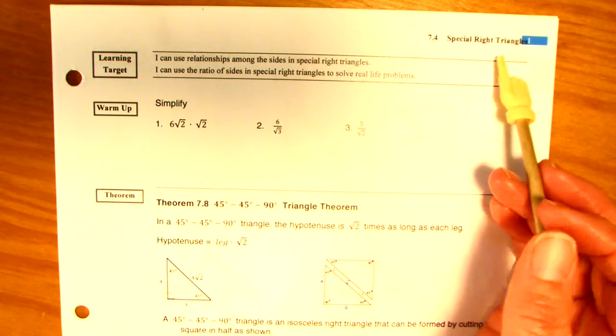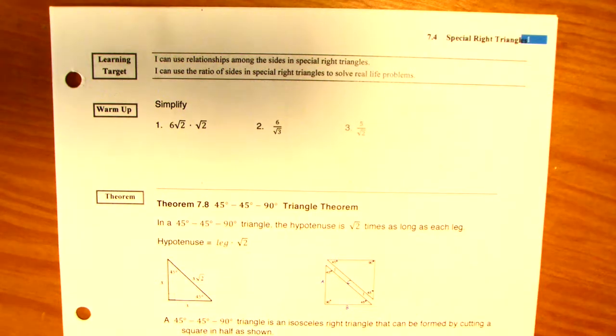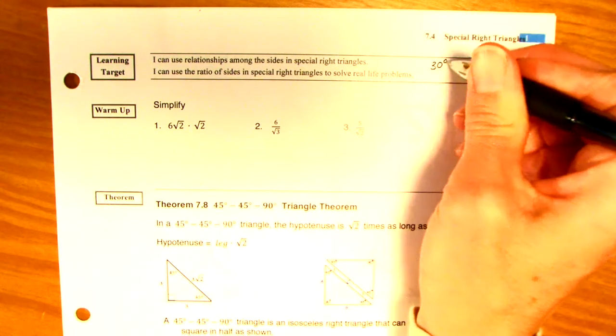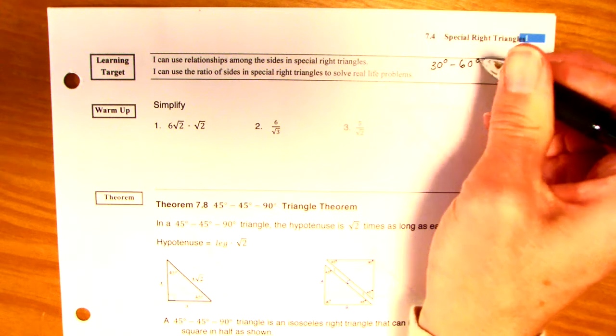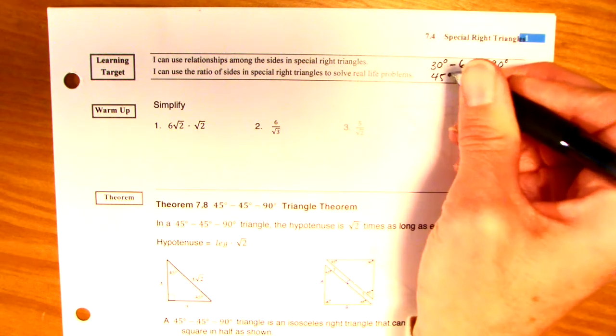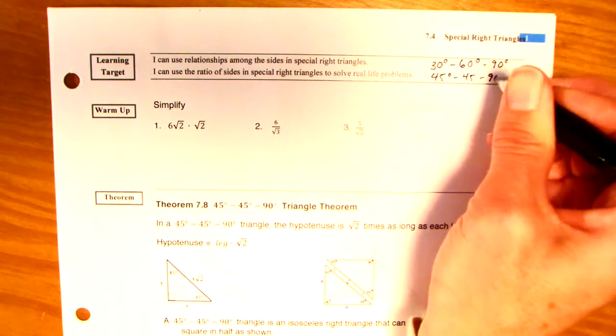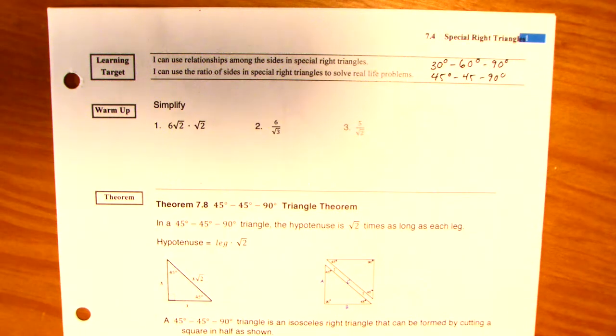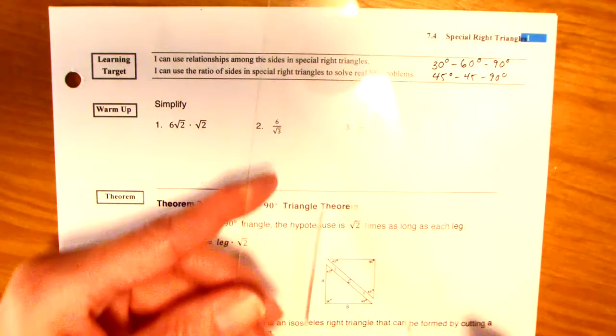I've been talking about these. It's that 30, 60, 90 triangle. That means a 30-degree, 60-degree, 90-degree triangle. And 45, 45, 90-degree triangles. Okay, so you might see some of these shapes.